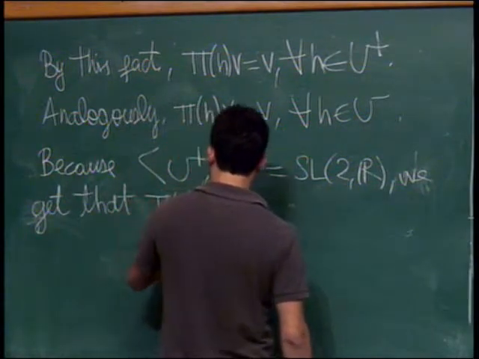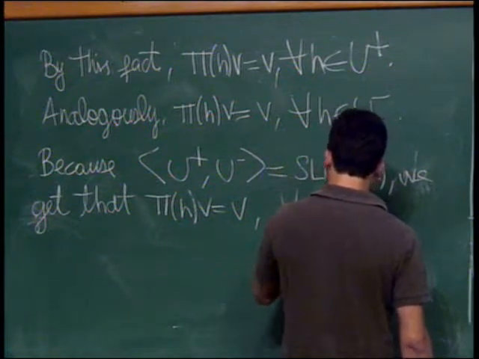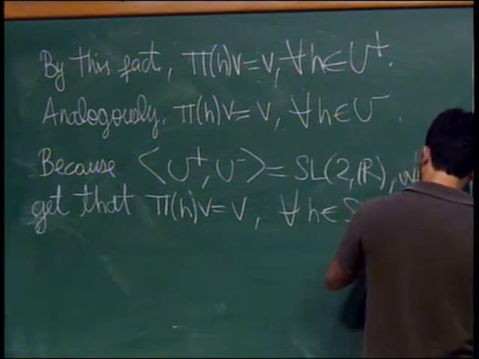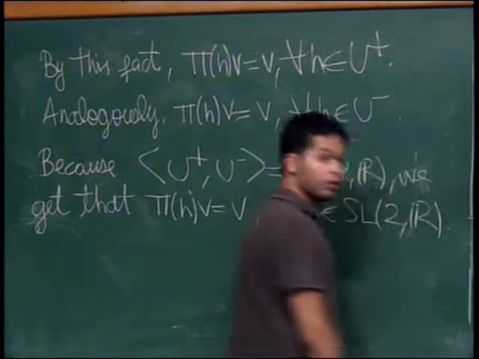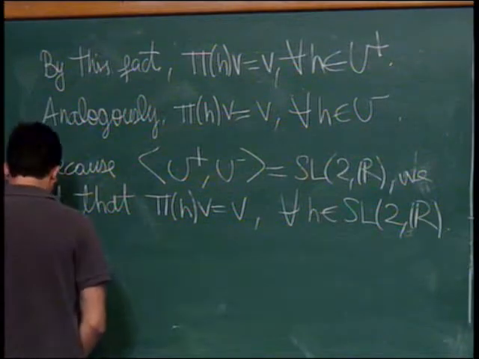Pi of H at V is equal to V for every H in SL2R. Nice. So we started with only one element that fixes the vector, and we conclude that all of them preserve it. So this concludes case 1.